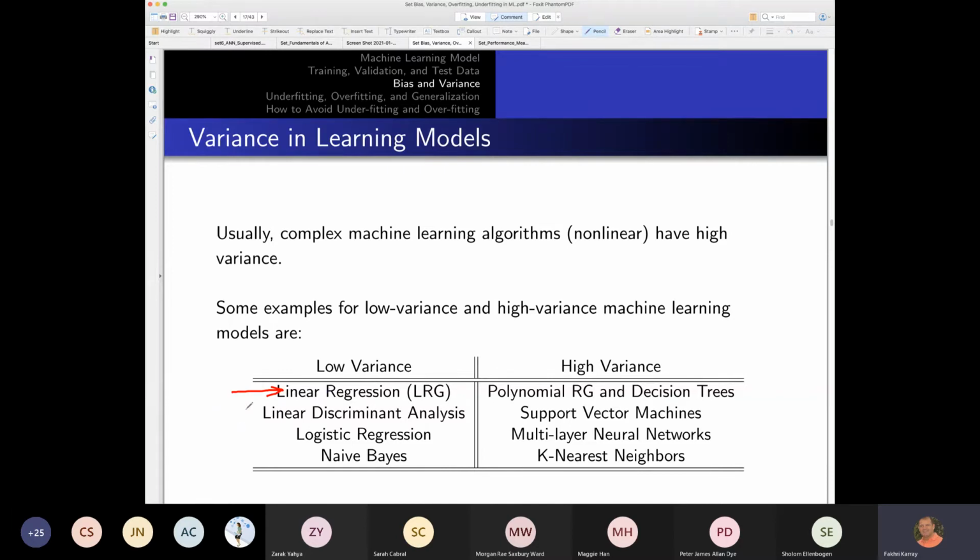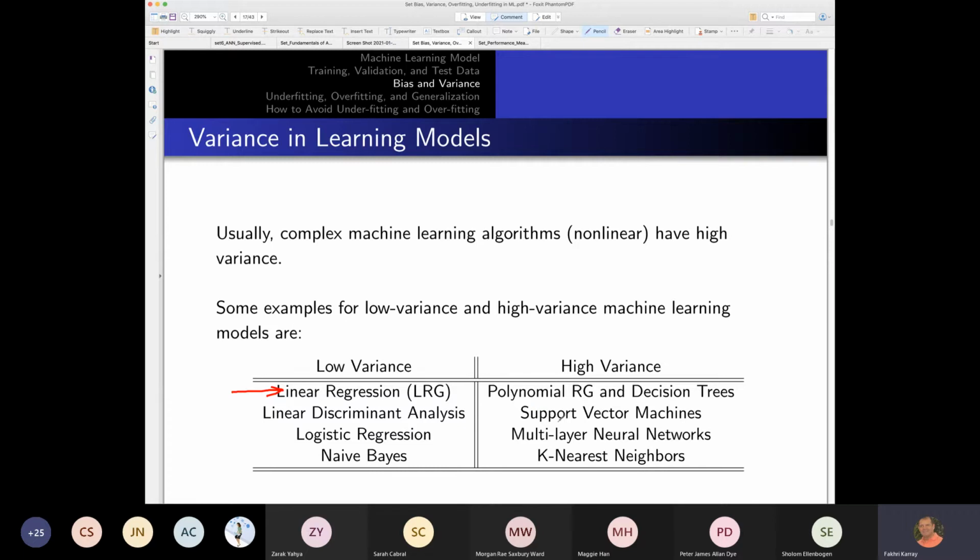Linear discriminant analysis, or what we call LDA, is also another tool that we utilize in machine learning models with low variance. Logistic regression is a system of low variance. The Naive Bayes classifier is also a system of low variance. Of course, we are not going to see all of these systems, but we will see logistic regression and linear regression. Let's look at the high variance ones here. Polynomial regression and decision trees are systems of high variance, depending, of course, on the polynomial size.